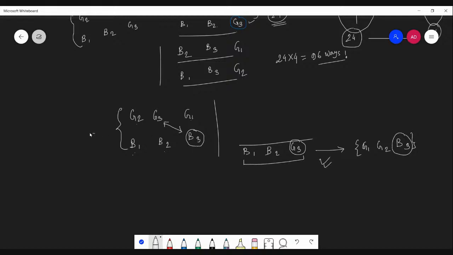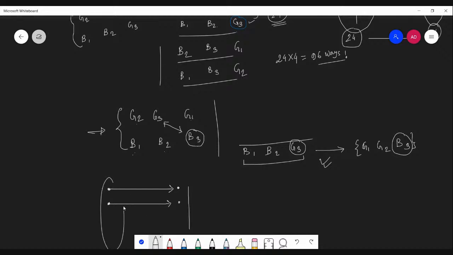So for each and every arrangement of the first case, I get one particular arrangement for the second case. If this is an arrangement, just shifting the position of G3 and B3, I get an arrangement of the second case. If this is another arrangement, just shifting the position of G3 and B3, I get another arrangement. So obviously you can realize that the two sets of arrangements are equal.